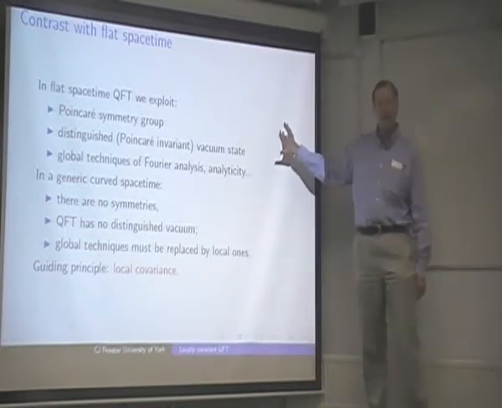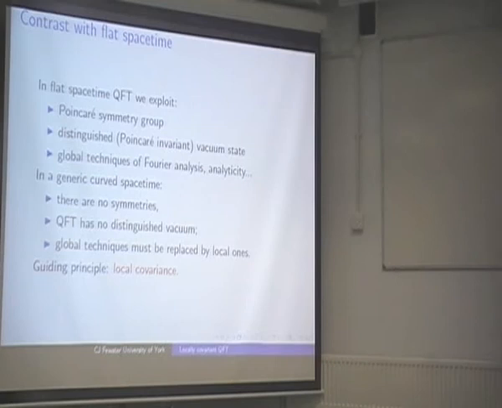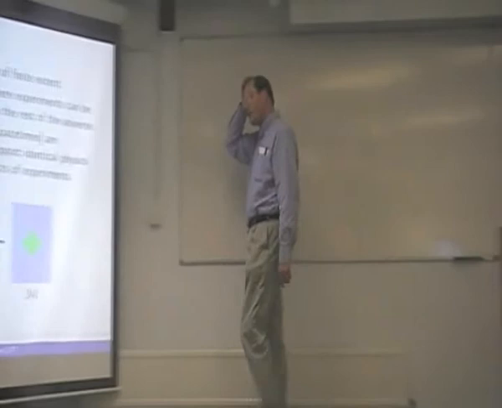And that principle, in the end, turns out to be local covariance. People have known that for a long time. It's taken a long time to work out how to do it, and then it took a little bit longer to work out how to say it, which is where the categories come from. So what is this local covariance thing anyway?